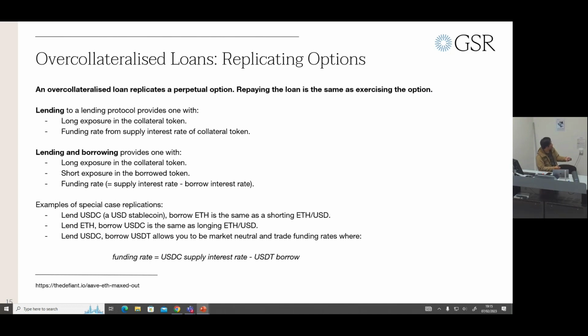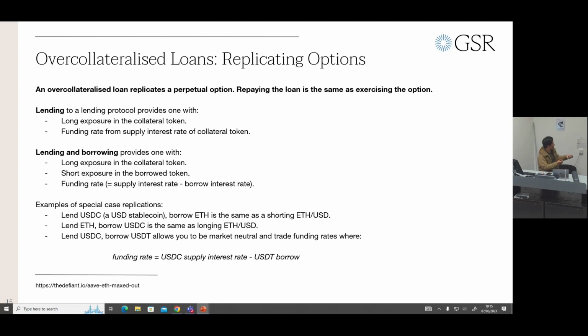Now, some interesting things that you can think about when it comes to setting up these types of positions is the fact that if you were to lend a stablecoin, it's not possible, of course, for the stablecoin to drop in value. And so when you're borrowing some other token against that, you're effectively shorting the token that you're borrowing.